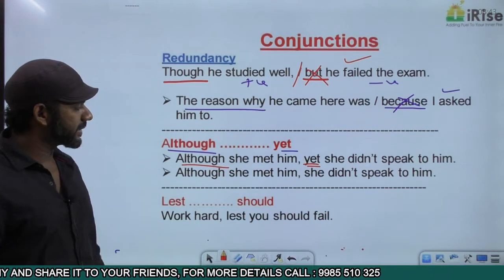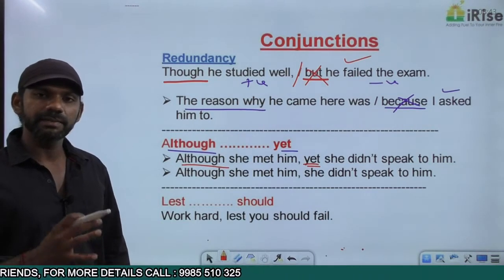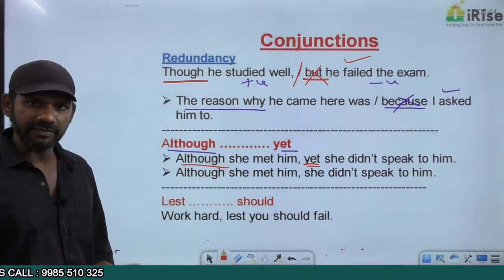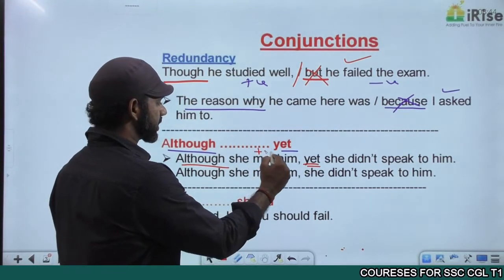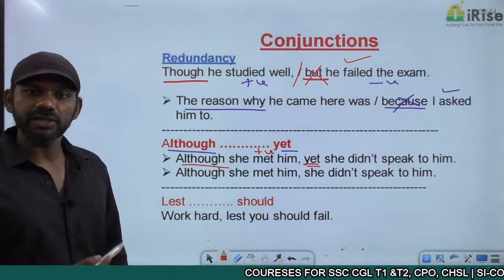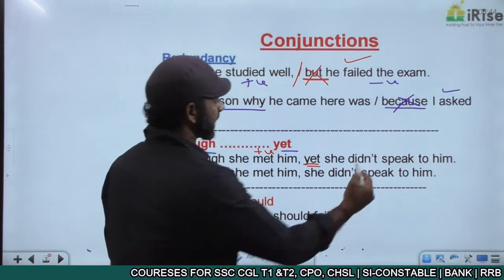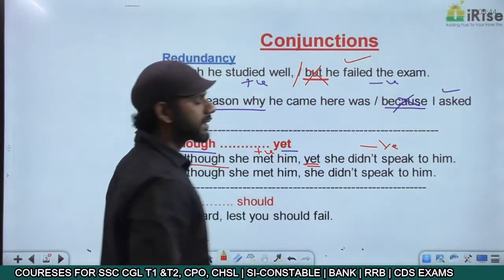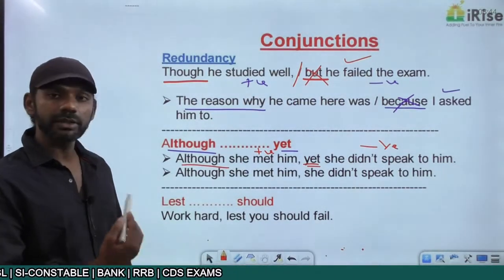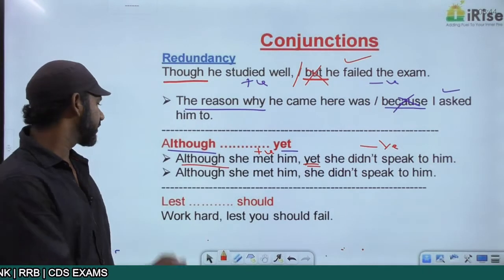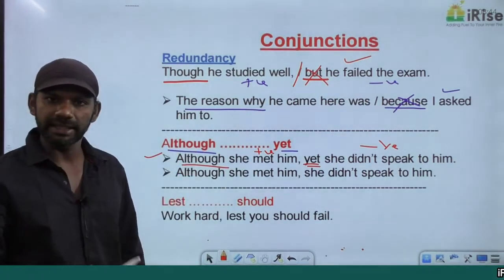Okay, come to the same statement. Although is a contrast indicator, so it must connect one positive idea and one negative idea. The first idea here is she met him, positive. The second idea here is she didn't speak to him, negative. The concept of contrast indicators is completely fine. Connecting one positive idea and one negative idea, although can be followed by yet, that is also fine. This statement is grammatically correct.